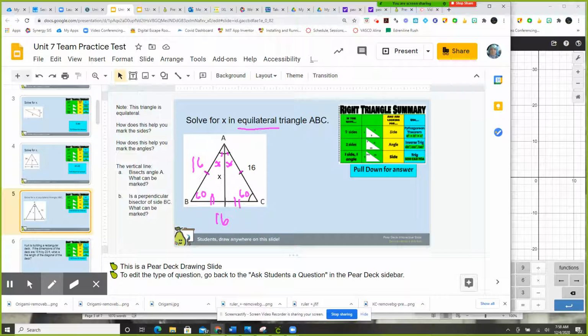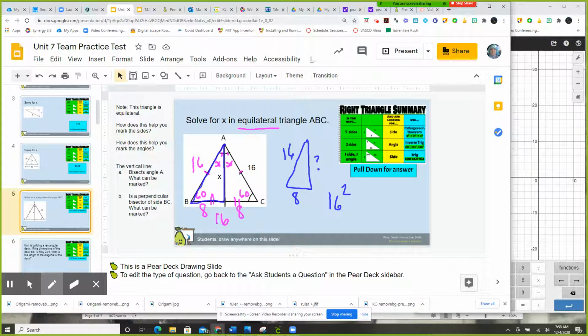Are you guys still with me or am I frozen? 8, okay. So I know both the sides are 8. So now it's the exact same problem that we had before. We just had to know some of those definition things in order to be able to figure that out. So now basically I have a triangle where the hypotenuse is 16, one of the legs is 8, and I want to know what the other leg is.